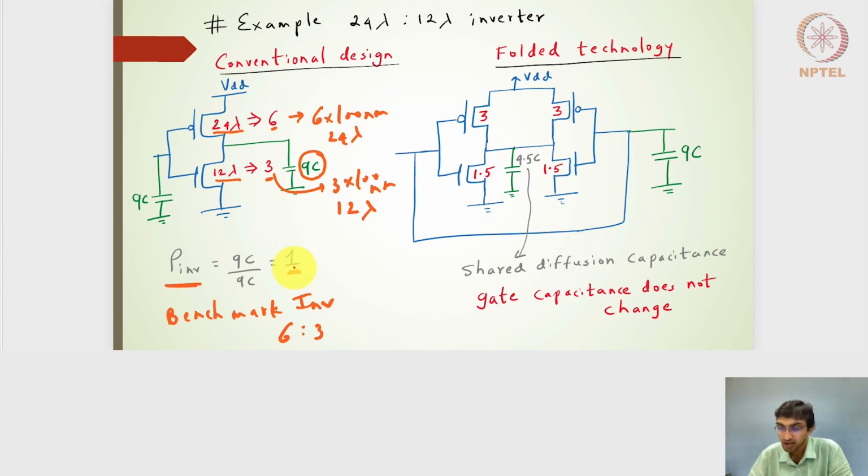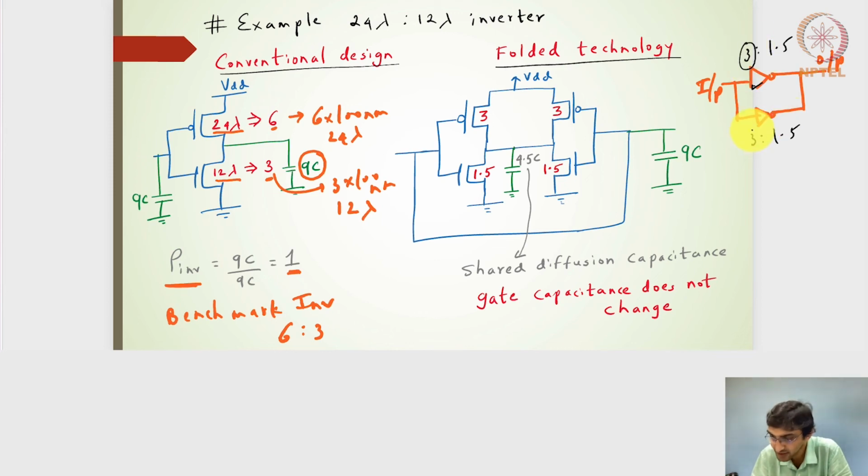All right. Now, if I look into the folded technology, we have this as the conventional design, and then this is the folded technology. What we have is basically 2 inverters, where the inputs are connected and the outputs are also connected. So I have an input here and I have an output here. The size of each inverter will be, if it is 6:3 here, I'll make this size 3:1.5 and 3:1.5.